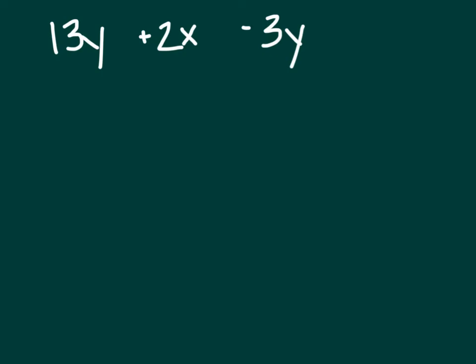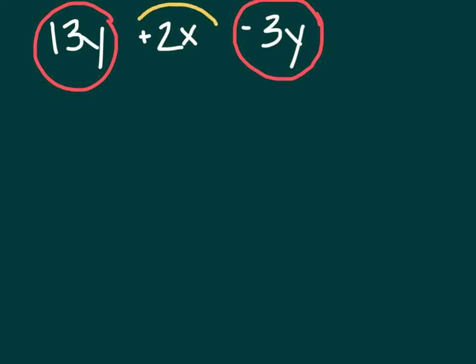This one is going to be a little bit trickier because we have x's and y's. My first term is 13y, so I'll put a circle around it, and then I'm going to go through and I'll look for any term that also has the same variable and exponent. Negative 3y has my same variable of y and my exponent of 1. So that would be a like term. Then I see that my last term is positive 2x, so I'll circle it and leave it alone for now.